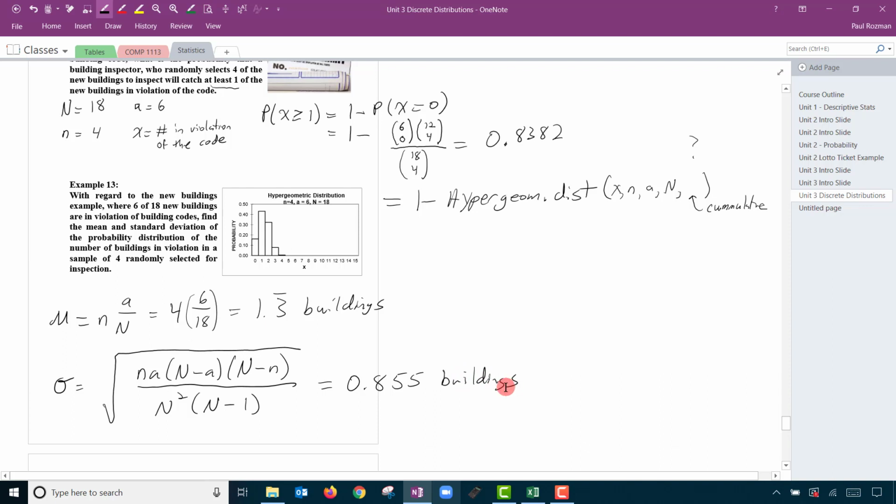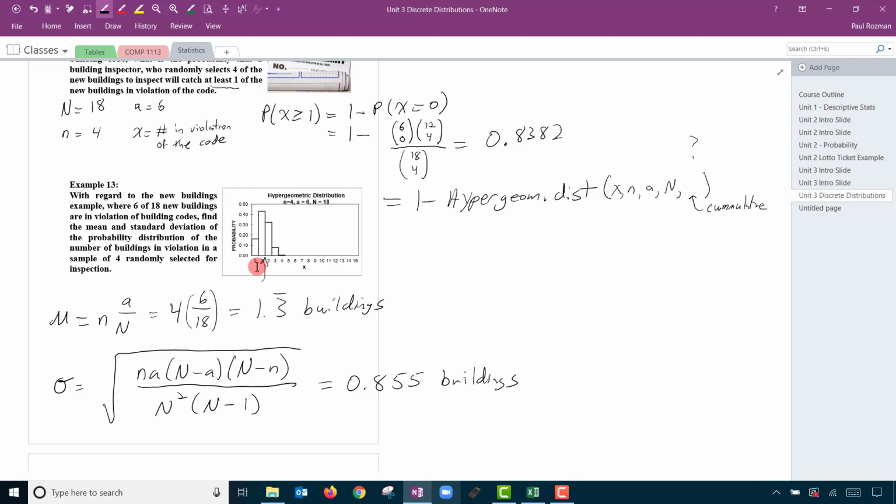So we can see it on the graph here. The mean 1.3 seems reasonable. And the standard deviation is pretty small here. It's under 1, which means we expect stuff to be pretty close to that. And it is. So that is pretty consistent with what we've seen before.